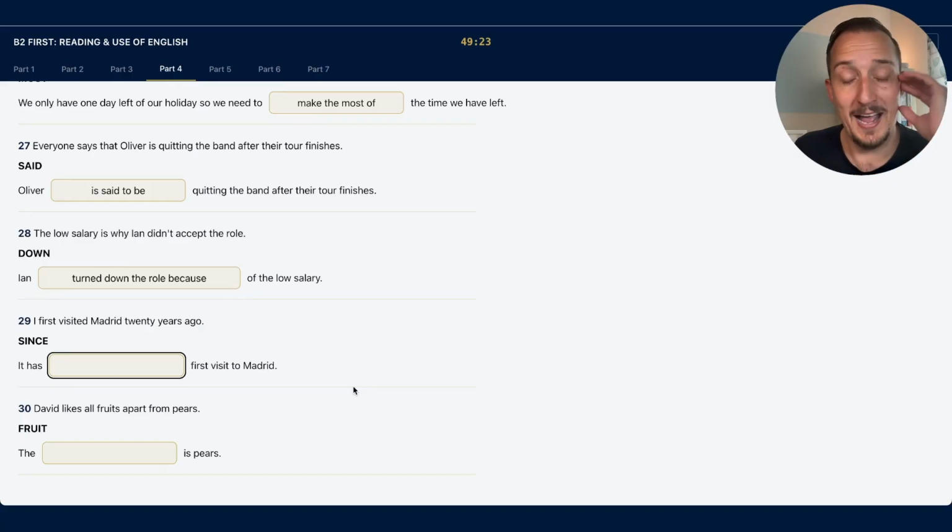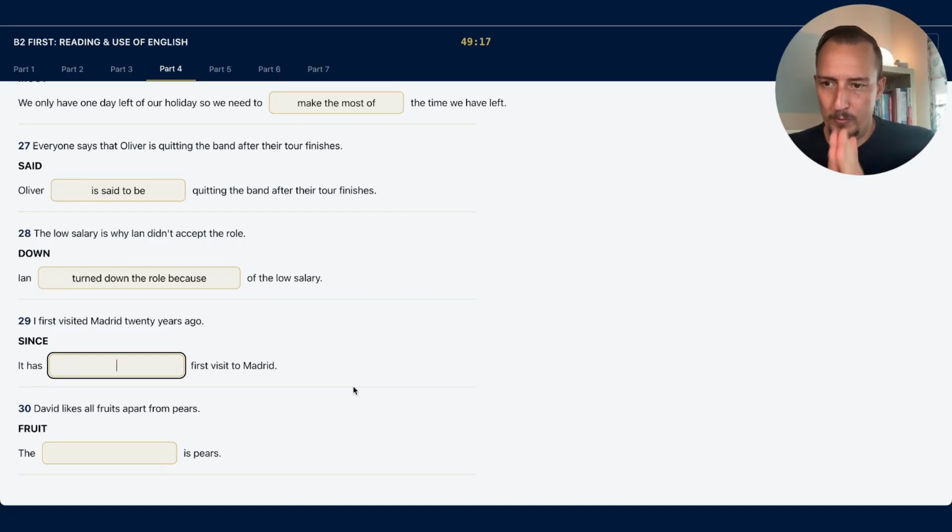Oh, gosh. Okay. This one tests your grammar knowledge. So let's think about this then. Grammatical structure. I first visited Madrid 20 years ago, past simple. However, with since, we know we use the present perfect. So it has been, that's the present perfect form. Now, 20 years ago is the past simple, so we can't use ago with the present perfect.